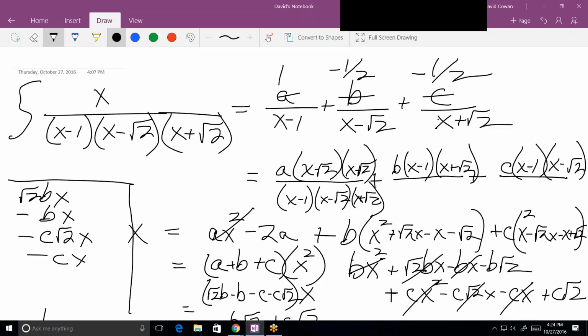I can integrate this term by term. So separating this out into these 3 terms, now I can easily take the integral of that, that, and that, and I'm done. And so this technique offers a way to do these integrals, and that's the only use of it I know of.